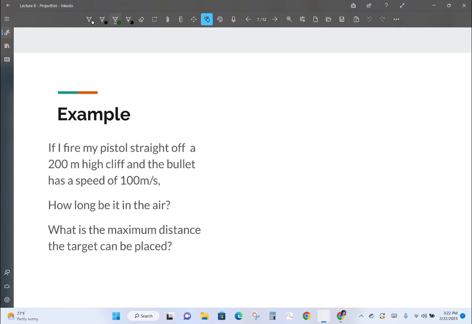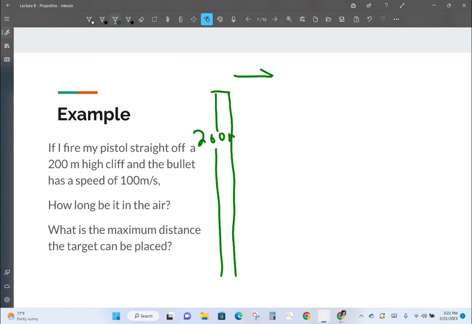So let's say that you have a 200-meter high cliff, and you're going to fire a gun at 100 meters per second. It wants to know how long it's going to be in the air and what its maximum distance is. So the maximum distance is delta x. The only formula we have for delta x is Vx equals x times t. So we can't really do that until we know how long it's in the air.